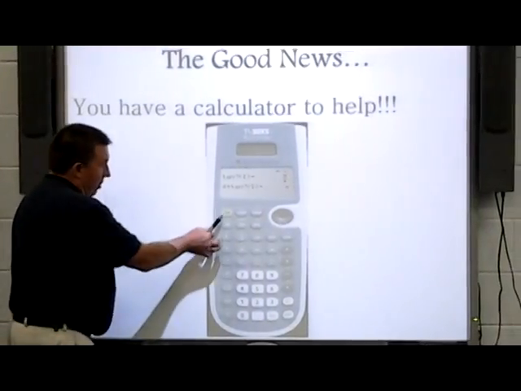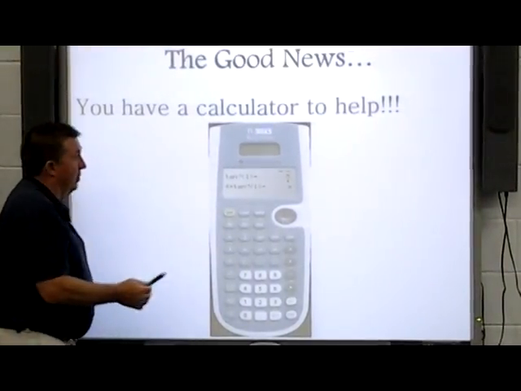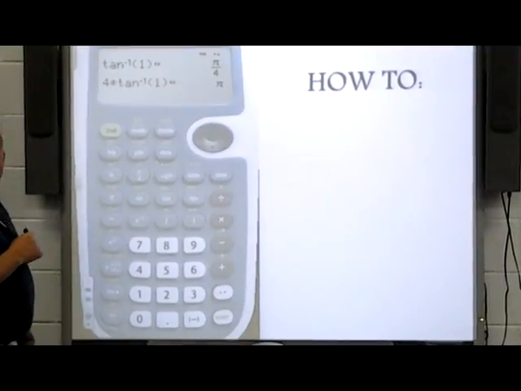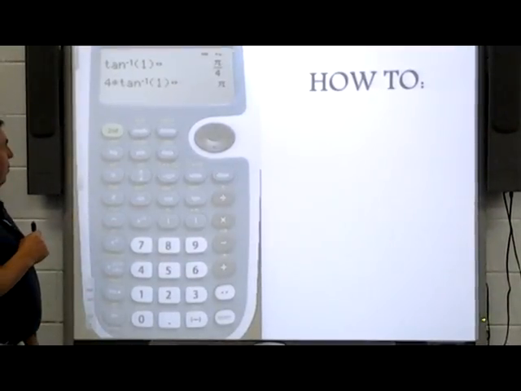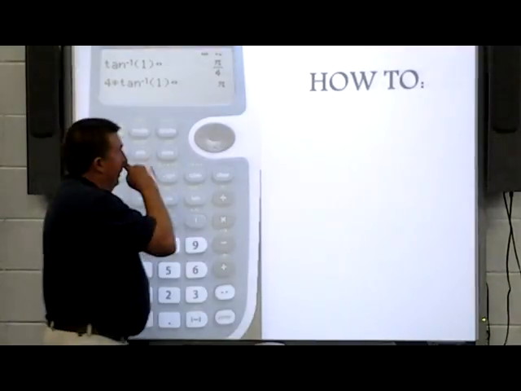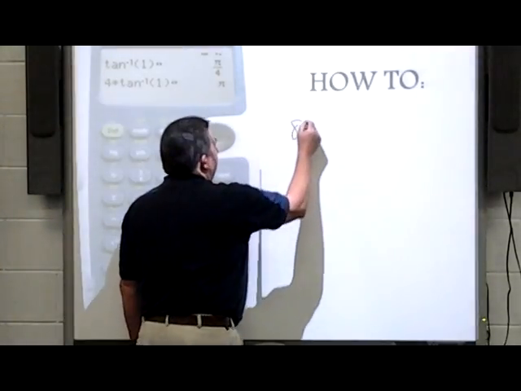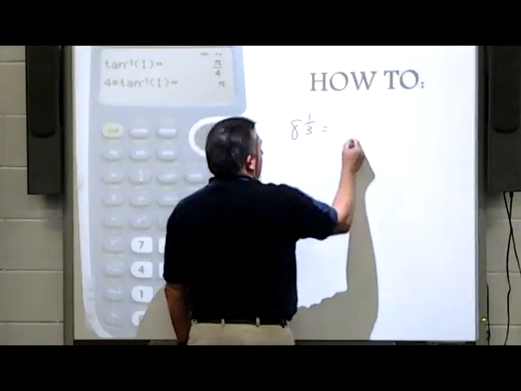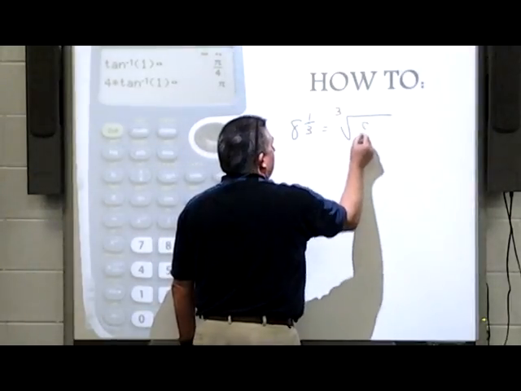The buttons that I'm going to show you, I'll go back and forth from this slide to the next one when I show you how to do these particular problems. We have an enlarged view so you can see it more clearly. So when I did that 8 to the 1/3 earlier, I told you that was the same thing as a cube root of 8.